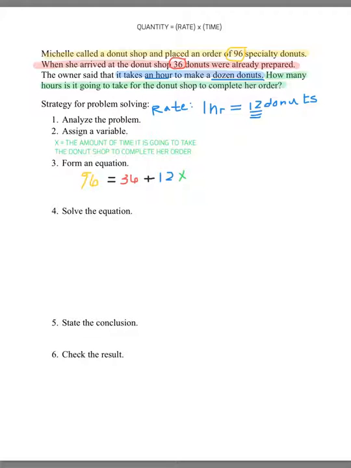So let's go ahead and solve the equation. We're going to have 96 is equal to 36 plus 12x. What we want to do is get the x variable by itself. Right now we're multiplying it by 12, and we're also adding 36 to it. So the first thing we want to eliminate is always either addition or subtraction. In this case, we want to eliminate the addition. So since we're adding 36, we're going to want to subtract 36 from both sides.